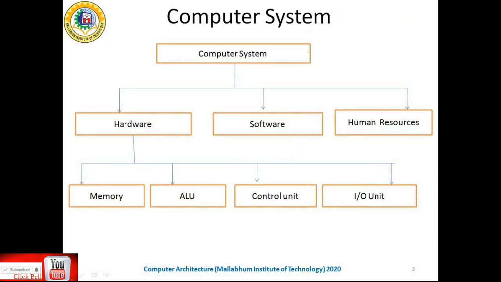And this is what the computer system is actually made up of. Okay. So this computer system is made up of hardware, software and human resources. It depends on these three, otherwise the computer system does not work. So the computer system depends on hardware.